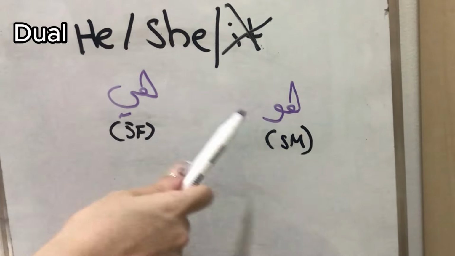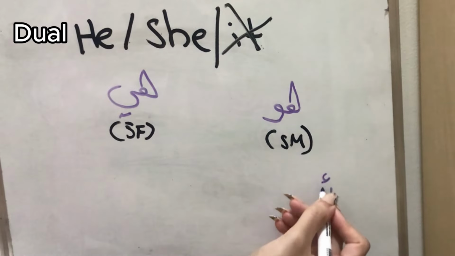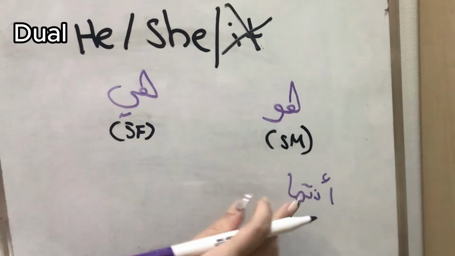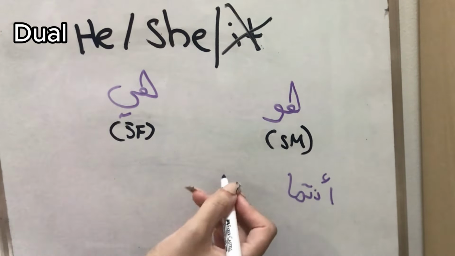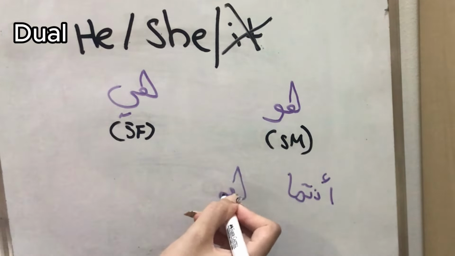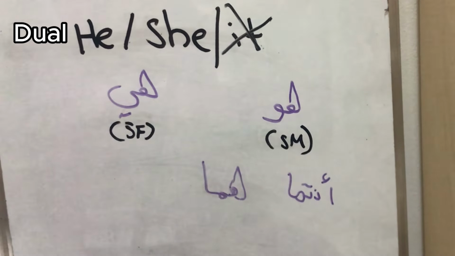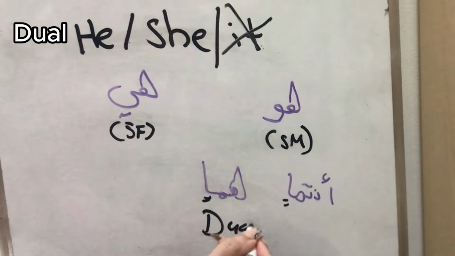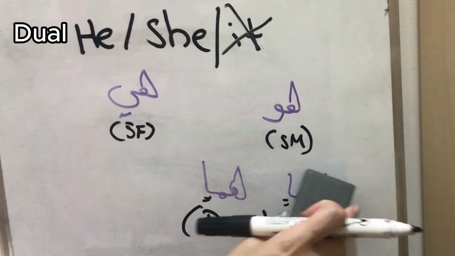For dual, remember when I said antuma is for dual? It's huma. So when you see an alif in the end, it's dual. Huma.